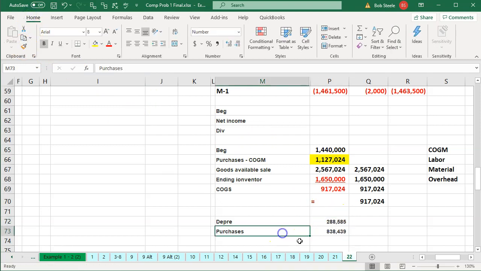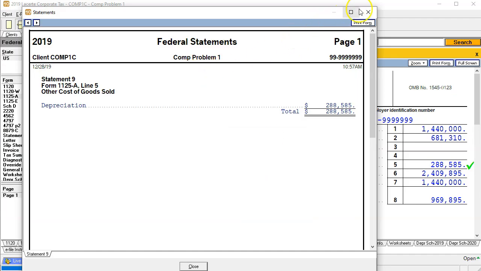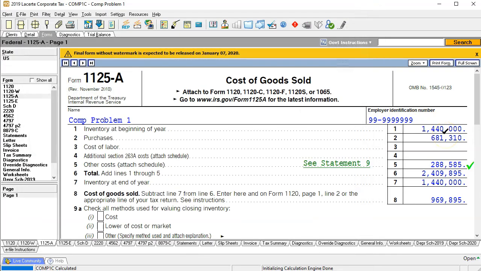So let's see what this will look like then. I'm going to format this like that. There we go. All right, so let's see what that'll look like. If we go to our tax return, we're then going to go back into this number. We've got to fix the beginning number. Here's our beginning inventory. We fix the ending inventory.